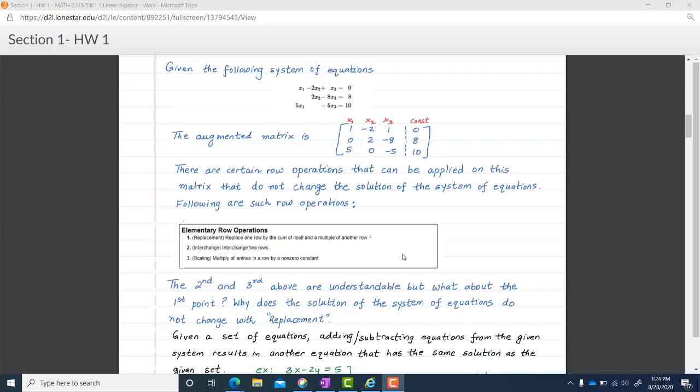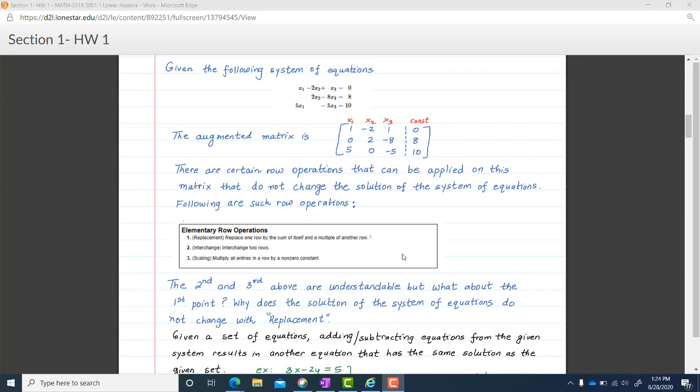the system. The row operations are: you can interchange two rows, and it doesn't change the solution. If I interchange two equations, the solution doesn't change. Similarly, if I add or subtract two rows, it doesn't change; if I add or subtract two equations, it still passes through the same solution.